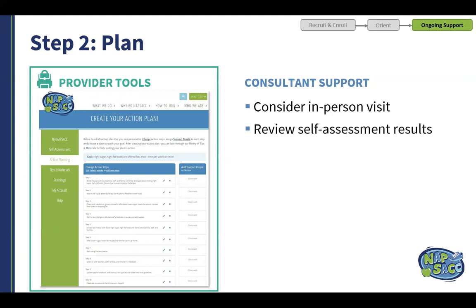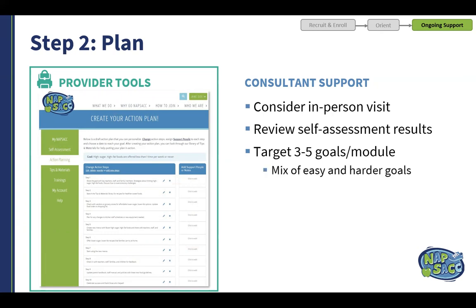Reviewing self-assessment results helps you pick appropriate goals. When you're working with a program, we say target 3 to 5 goals per module. I really recommend 3. 3 is a good place. More than 3 can get a little overwhelming, especially when you're new to this. It's helpful to do a mix of easier and hard goals. Some easy wins are really motivating, but harder goals can have a really big impact.